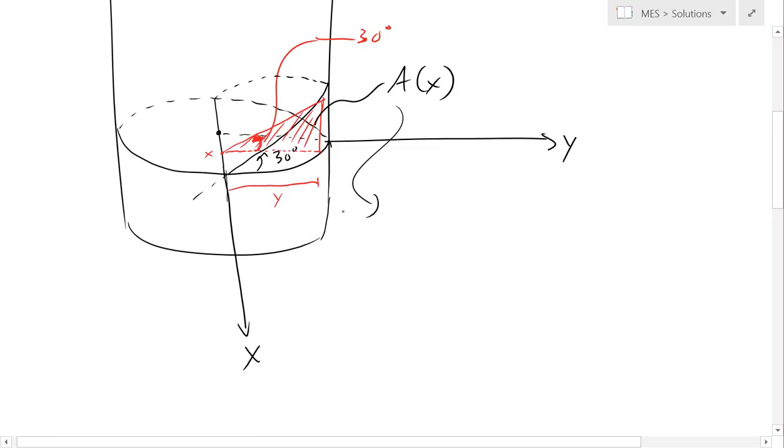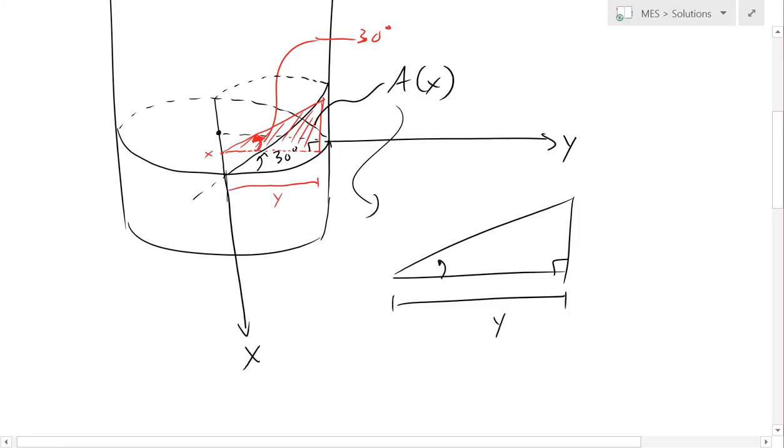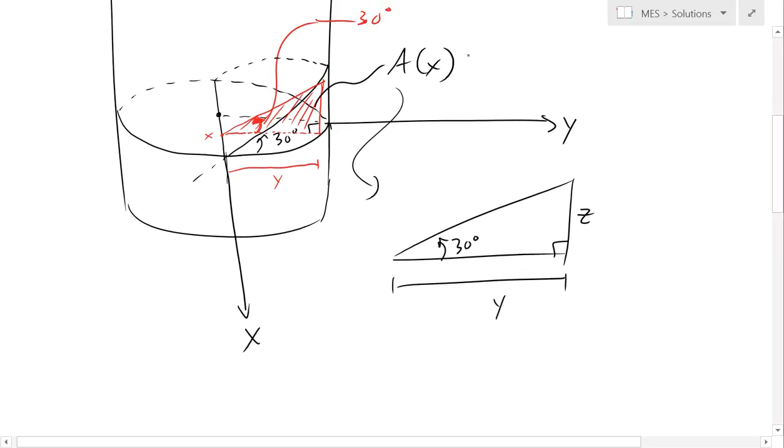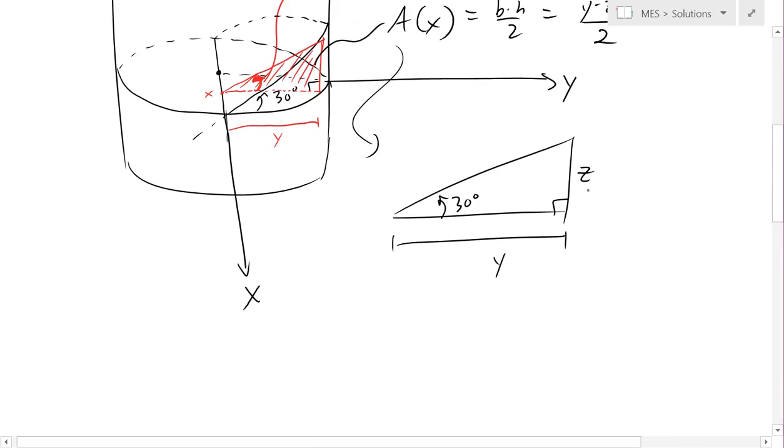Now if I drag it down just to see it by itself, it's going to look something like this, where this is a right angle. There is y. It's going to be 30 degrees. Now we have to find the area of this. Let's call this side right here z. We know that the area of a triangle is base times height divided by 2. In this case, it will just be y times z divided by 2. Now we've got to find out this z value.